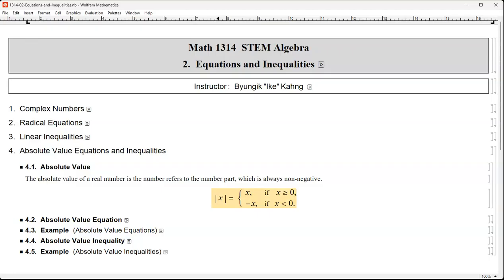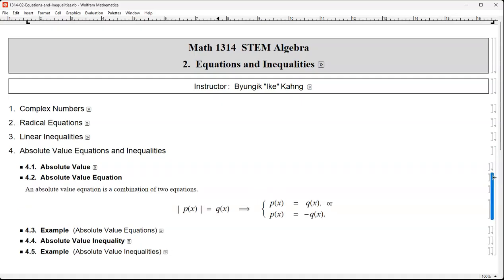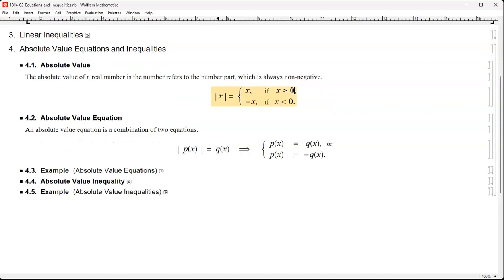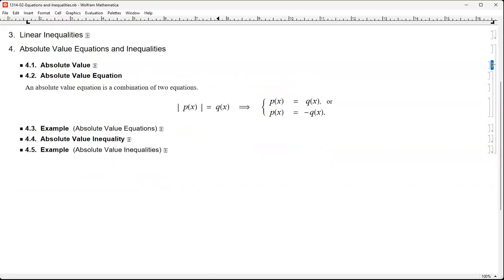Take the number part if positive, and if negative, throw away the sign and take the number's part, or equivalently speaking, put an extra negative sign to make it positive. If you have absolute value equations, therefore, just the original or negative, we have to consider both of them. See? Original or negative, you have to consider both of those. And then in the end, you have to check for possible extraneous solutions.